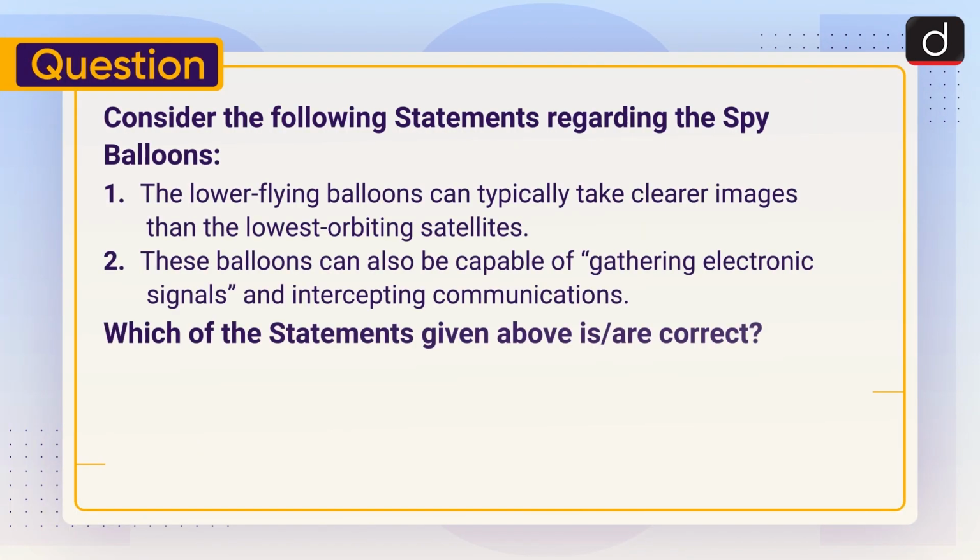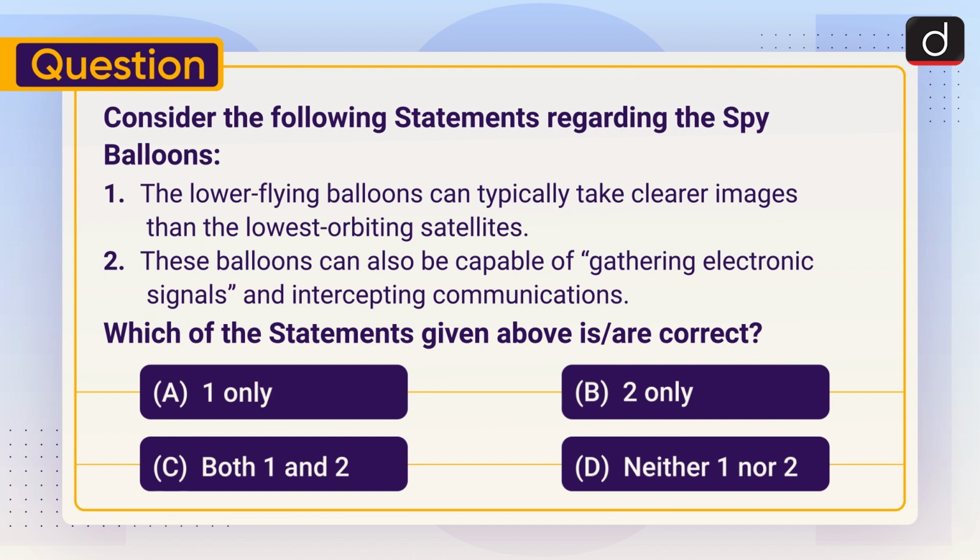Now it's time for the practice question. Consider the following statements regarding spy balloons. 1. The lower flying balloons can typically take clearer images than the lowest orbiting satellites. 2. These balloons can also be capable of gathering electronic signals and intercepting communications. Which of the statements given above is or are correct? 1 only, 2 only, both 1 and 2, or neither 1 nor 2?